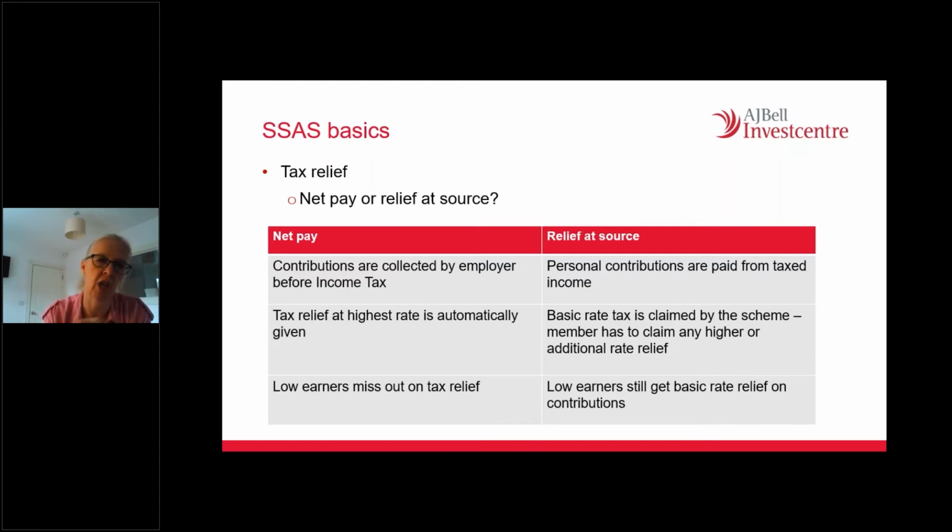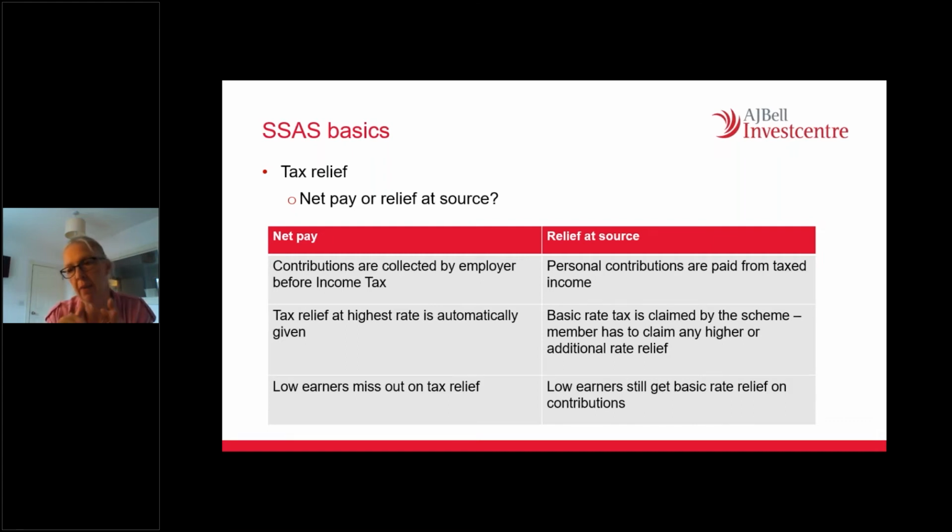Net pay is the alternative, where the contributions are collected by the employer before income tax. You still pay NI on it in the normal way, but it's collected before income tax, and then it gets paid across gross to the pension scheme. So most SSAS would be net pay. So any payment would come in gross. The scheme itself doesn't actually have to claim any tax relief back, because the employer is taking it out of gross pay before tax.